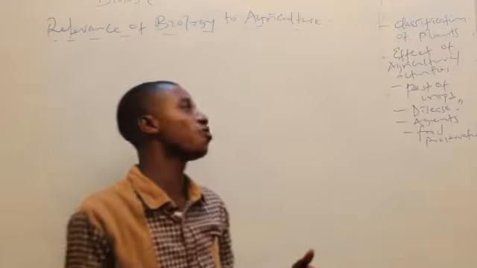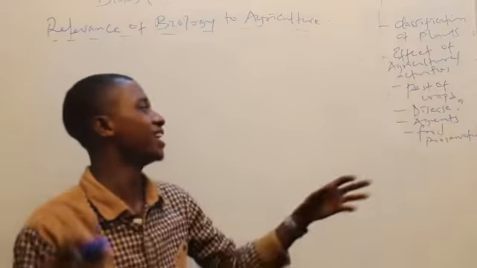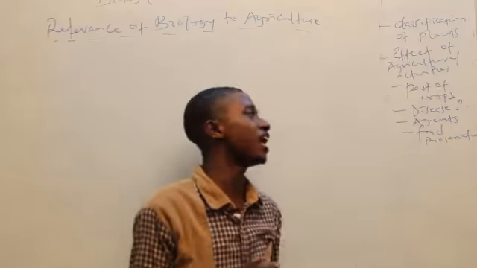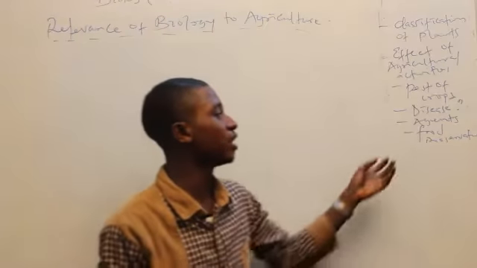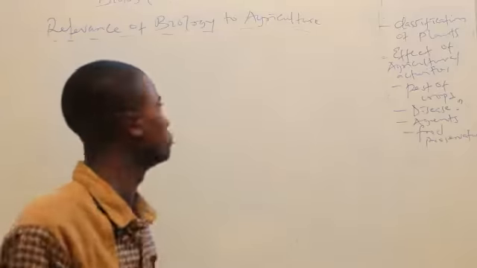So basically on this, we'll be looking at the following outlines: classification of plants, effect of agricultural activities on the ecosystem or on ecology as the case may be, the pests of crops, diseases, agents of disease, and we'll be looking at food preservation methods. So follow me closely and make sure you don't miss anything.